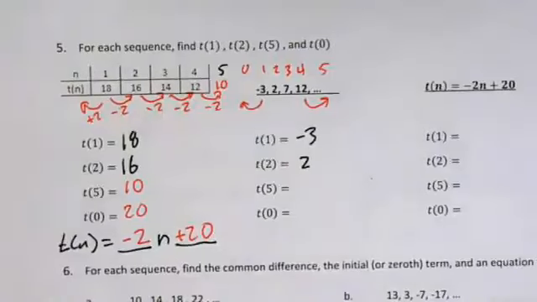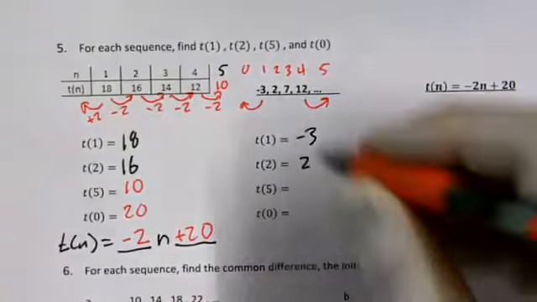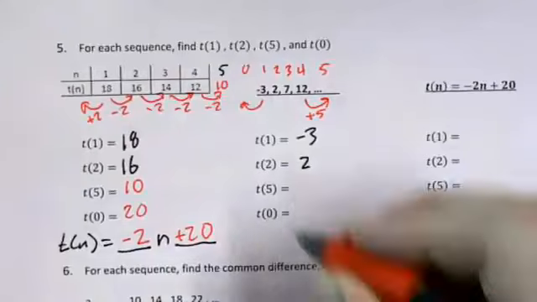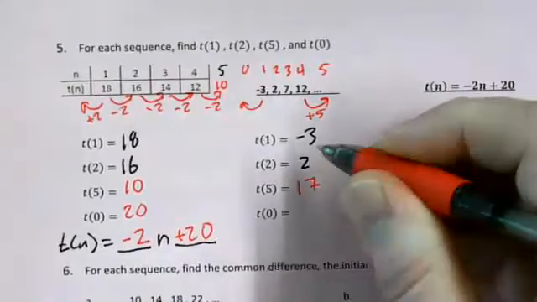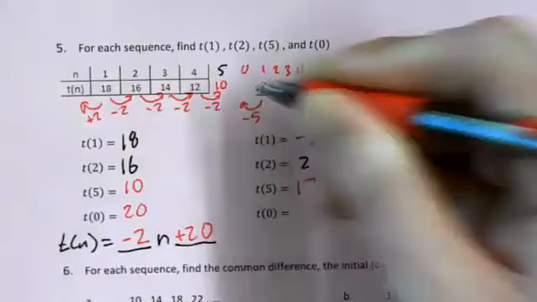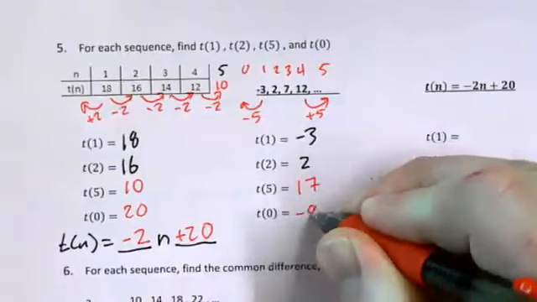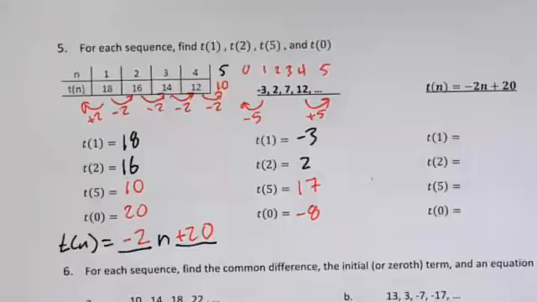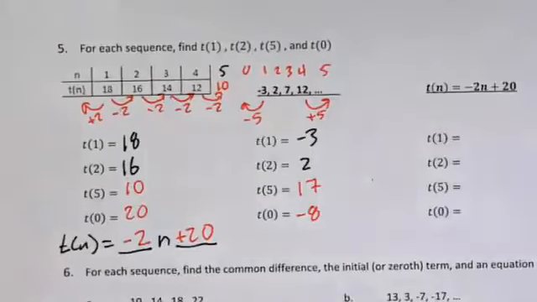What's my pattern for this one? +5. So I'll go 12 plus 5 to get the 5th term. That would be 17. And then -5 to go back to the 0th term. The 0th term, you should have gotten -8. All right, we're going to stop there for right now.